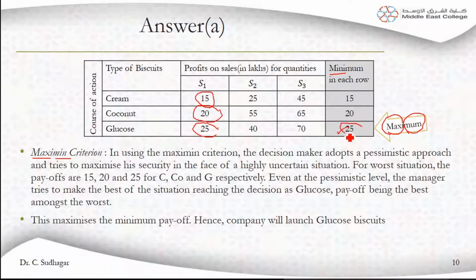So once you choose this 25, you will come to know that even if the condition is worst for the market, the best decision is to manufacture glucose biscuit. The decision is to prepare only glucose biscuits. Okay, so glucose is the best decision for this season. This is according to the maximin criterion. So the decision will be changing according to different criterions. Okay, this is the answer for the first part.